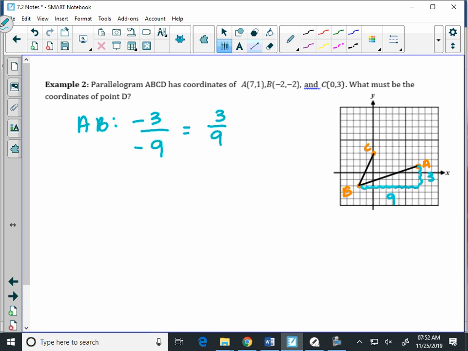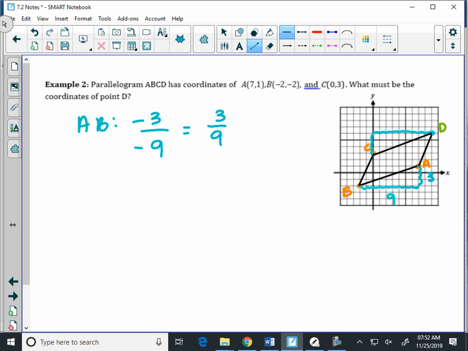So we figured out that our slope is positive 3 over 9. So we go up 3, right 9. So I'm going to start at C and go up 3, and then right 1, 2, 3, 4, 5, 6, 7, 8, 9. And that should be where D lands. And then let's connect D to A.